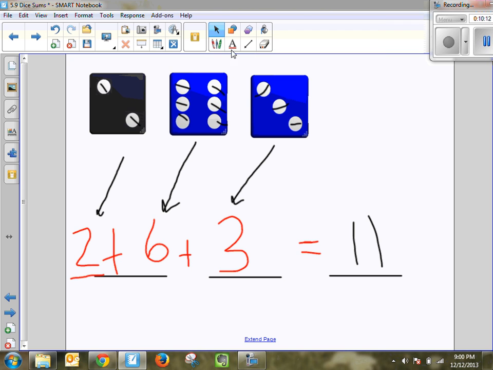So we're going to continue to practice with this a little bit more in our small groups, but that just gives you an example of how we can use dice, whether it's 2 of them or 3 of them, to add numbers, and that we have an addition fact that we put together to make a sum, or what we call a total.